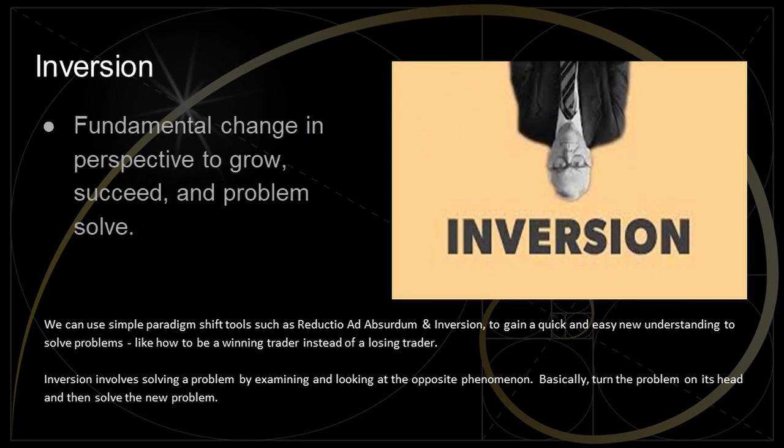We can use simple paradigm shift tools such as reductio ad absurdum and inversion to gain a quick and easy new understanding to solve problems like how to be a winning trader instead of a losing trader. Inversion involves solving a problem by examining and looking at the opposite phenomenon. Basically, turn the problem on its head, then solve the new problem.